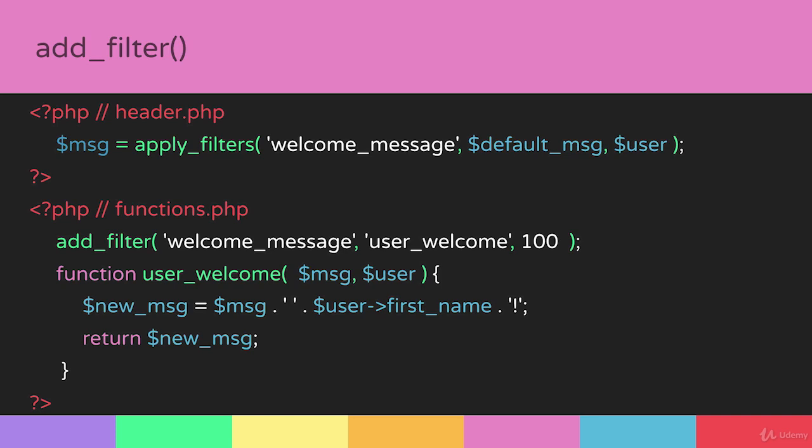So the last line in our user welcome function will return that new message, and that new message will be passed through the filters, saved as message in the header, and then whenever anybody uses message, it will display our custom message unless anything at a higher priority overrides it.